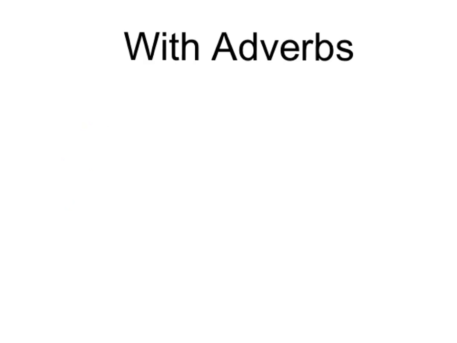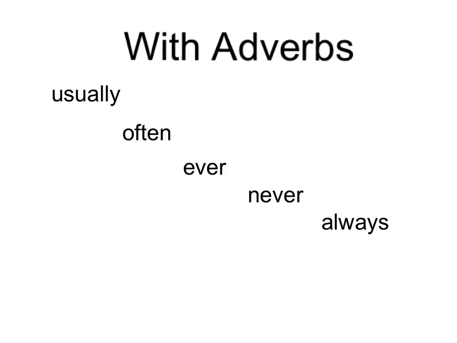Lastly, let's talk about using adverbs with the past perfect. Here's the good news. If you already know how to use adverbs with the present perfect, it's exactly the same with past perfect. The only distinction is that you're using had instead of have or has, just like with the questions. So before we get started, think of a few adverbs, specifically adverbs of frequency. What are some examples? Usually, often, ever, never, and always are good examples of adverbs, and they're adverbs of frequency. So these are words that are often used with past perfect.